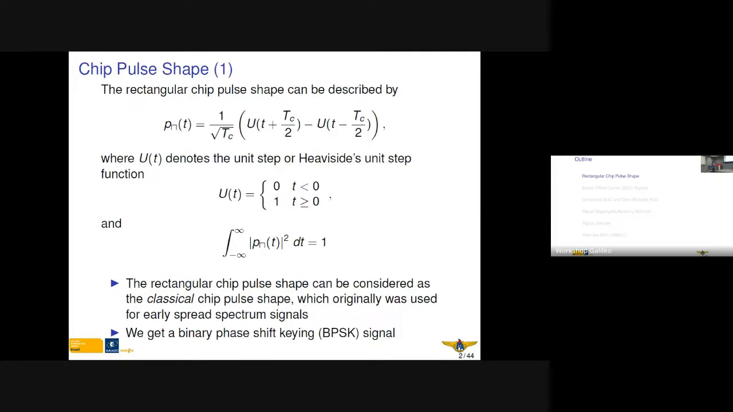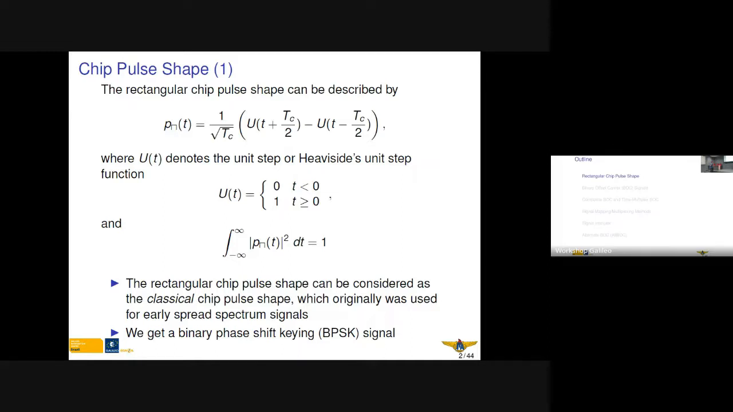So chip pulse shapes, the rectangular chip pulse shape can be described by this formulation here. So the p rectangle of t, and then we have here 2 Heaviside step functions. Here's the definition of the Heaviside step function, the unit step. And we can use this unit step function to define a rectangle pulse. The rectangular chip pulse shape can be considered as the classical chip pulse shape, which originally was used for early spread spectrum signals.